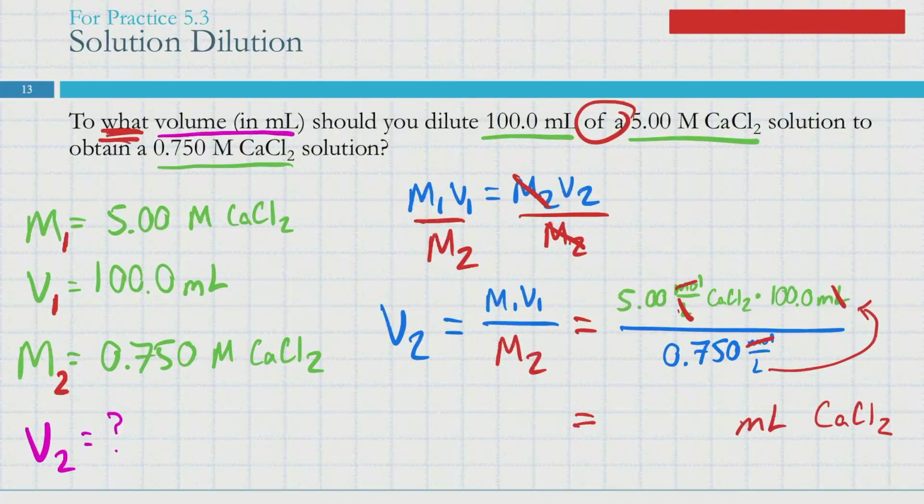You can always, if you want to, get rid of metric prefixes, and then if you need to, bring them back later. That's always an option. It's the safe way to do things. But for this problem, we were given a volume in milliliters, and we were finding a volume in milliliters. We didn't need to do that. So we'd plug in 5 times 100 divided by 0.75.